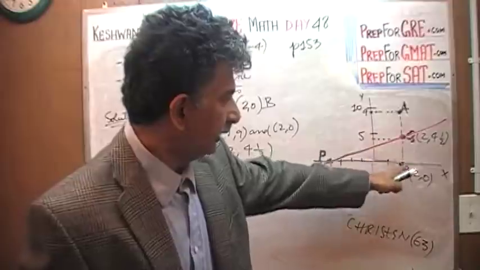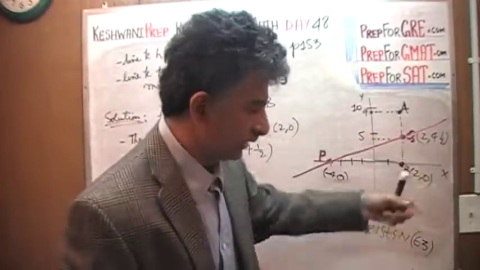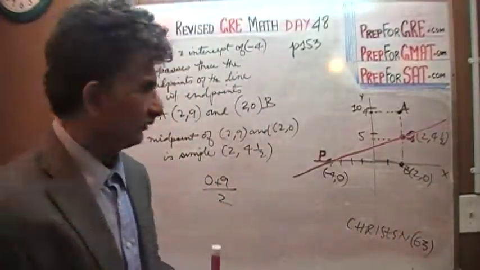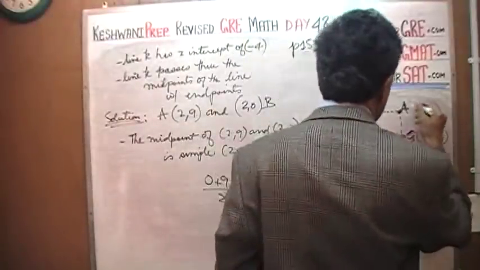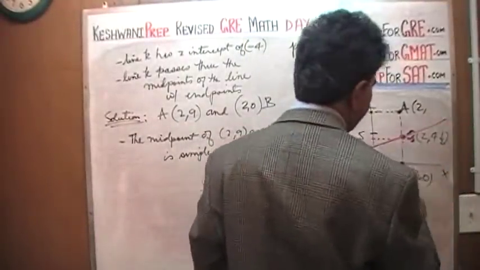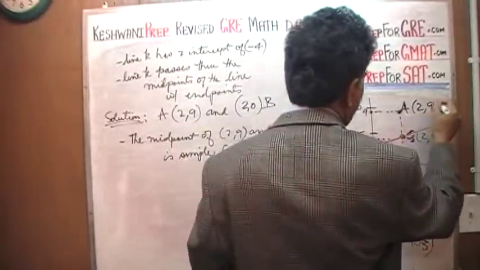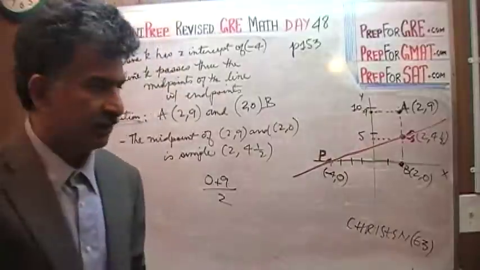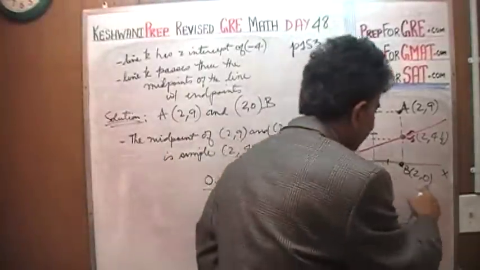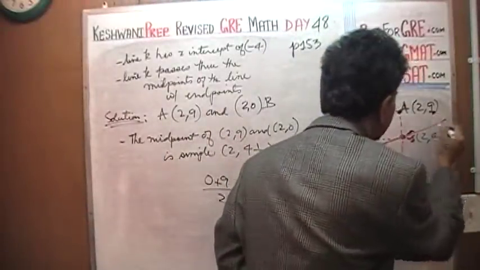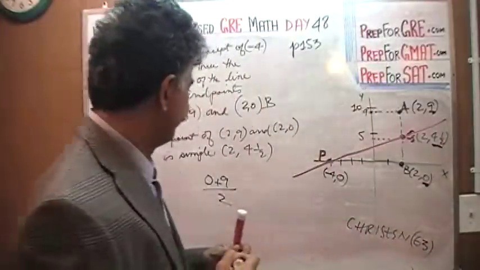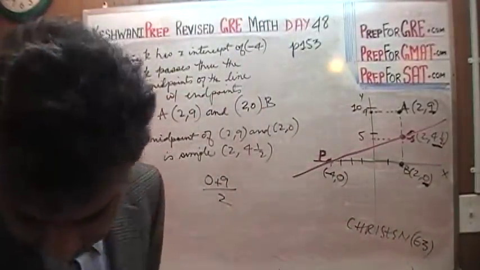The midpoint is 2. That part does not change. The x coordinate does not change, obviously. B has an x coordinate of 2. Y coordinate is 9. The only thing that changes is the y coordinate. From 0 to 9, the midpoint is 4.5. What is the question actually asking?